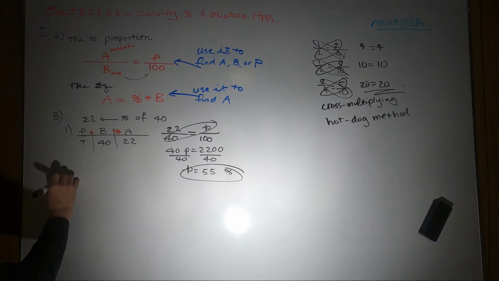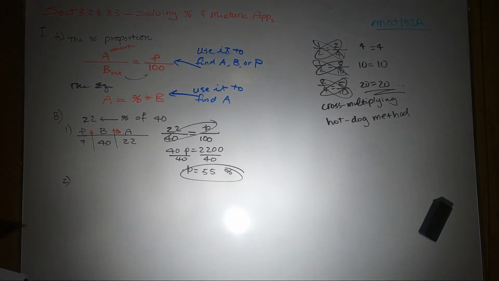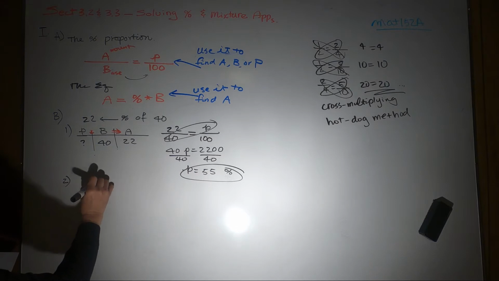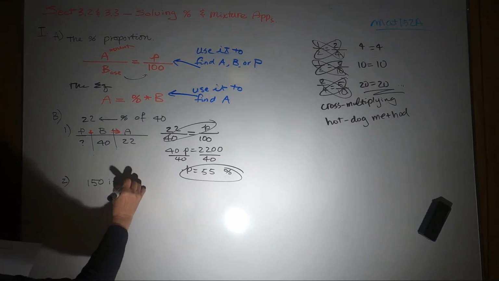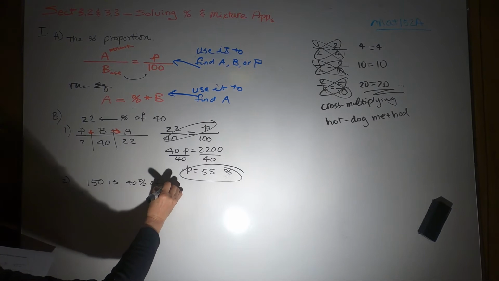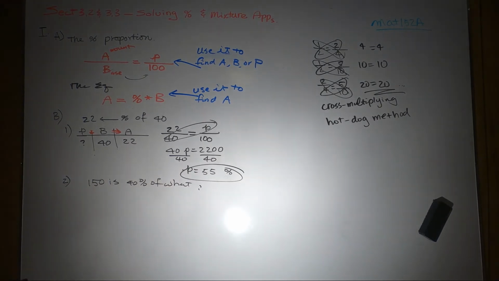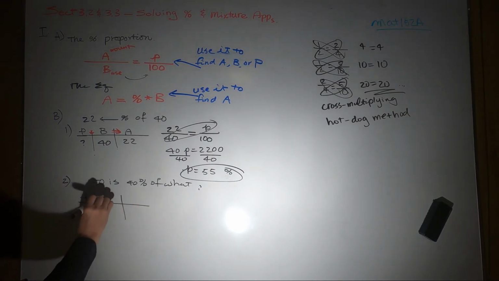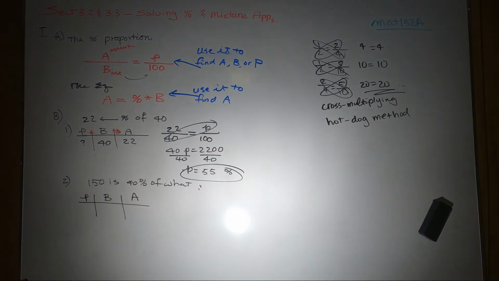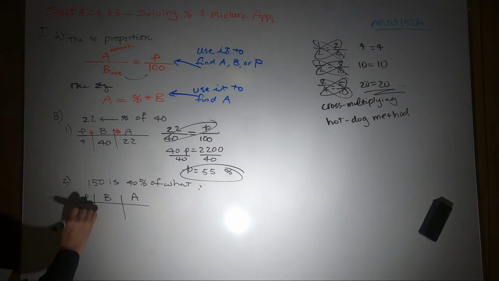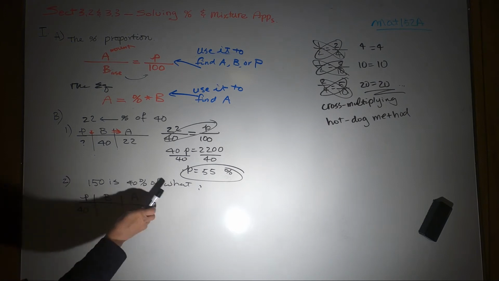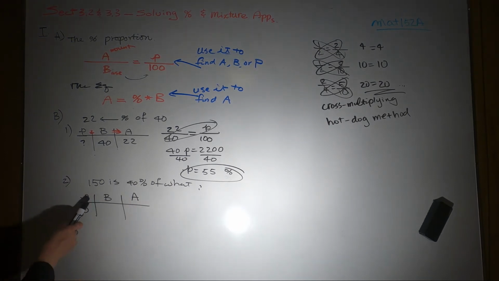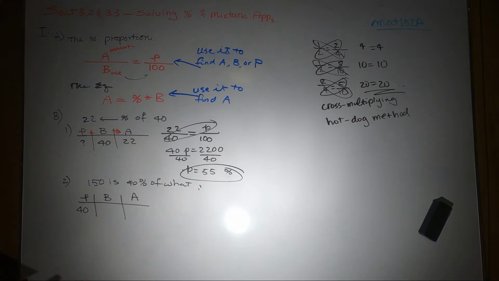Okay, second one: the number 150 is 40% of what? That was the question, right? So do your table. You need a P, you need a B, you need an A. So you know it's 40%. Then you have to decide which one you are going to find, B or A.